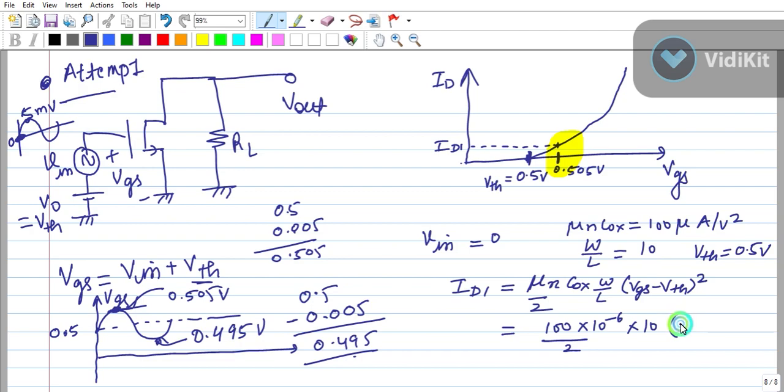V in plus VTH times V in minus VTH gives V in squared minus VTH squared. So this will cancel out, and now it will be 100. This will become 10 to the power minus 3. This is divided by 2 into, sorry, this will cancel out. This is V in. VTH will be cancelled out.